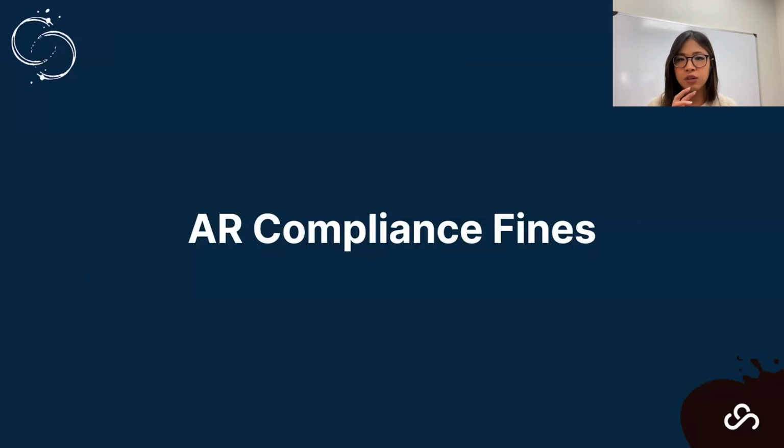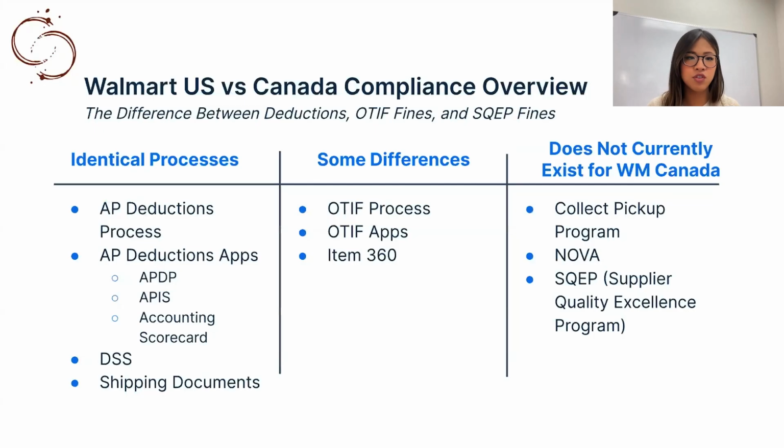So again, friendly refresher: AP deductions are deductions that are taken off of a check, so when you invoice Walmart, they don't pay you in full. AR compliance is when you get fined. So they are actually invoicing you for the fine. And then if you don't pay it, you actually get that deducted off of a future check.